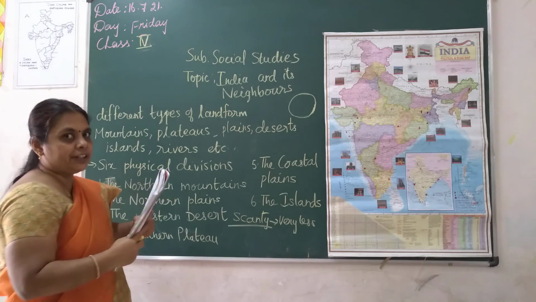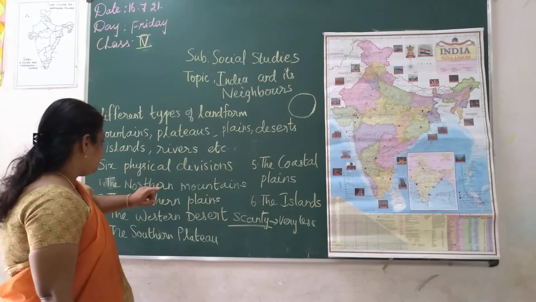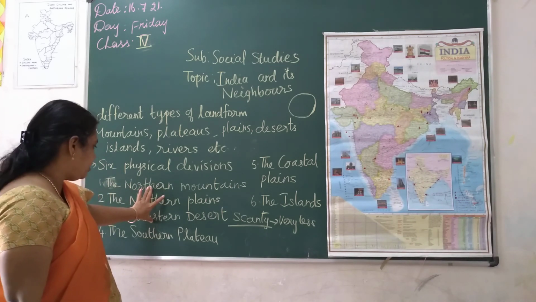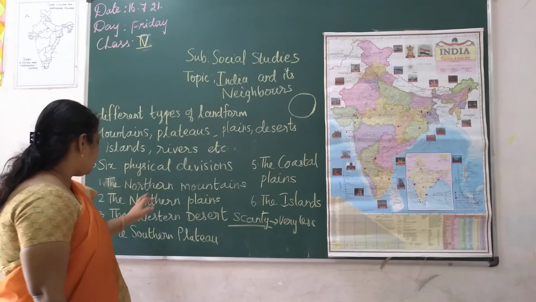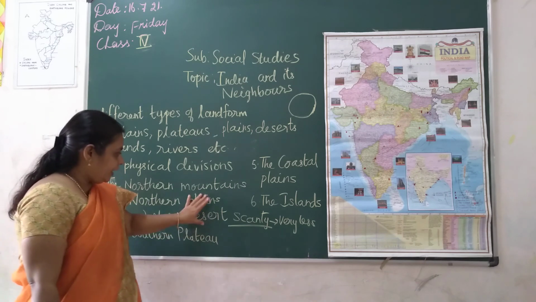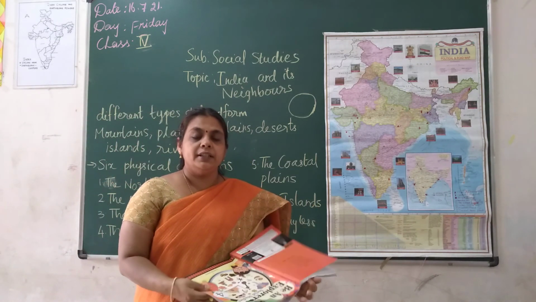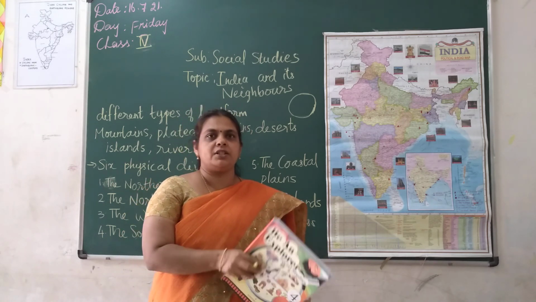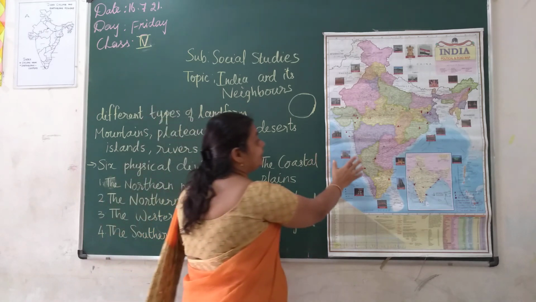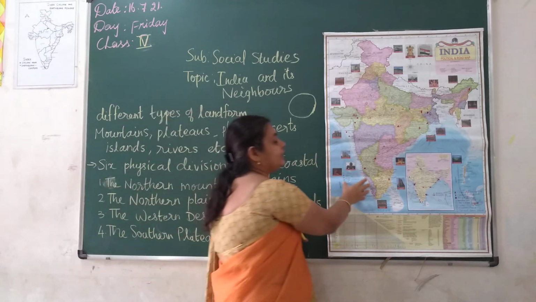Once again, I will revise. Today we are seeing 6 physical divisions. We have seen the first 3 only; the next 3 we will see in the next class. The northern mountains, the northern plains, the western desert. Take your textbook and read and understand it. Learn the meanings of the words, that is very, very important. And always learn with the map. Whatever you are reading, relate it with the map.